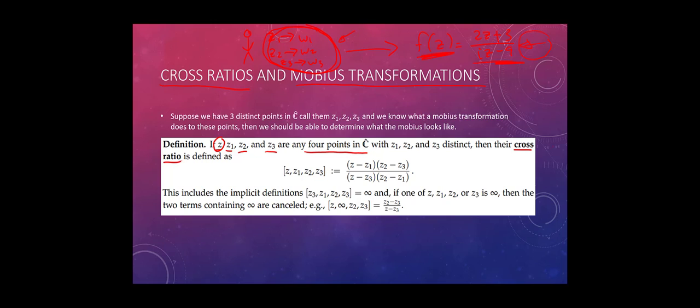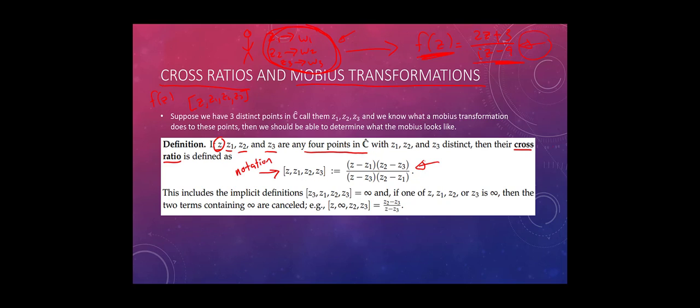Okay, so it's kind of weird, but this is actually a function, and the notation we have here for this function is this bracket here. So instead of saying f of z, we write bracket z, z1, z2, z3. So in any case, bracket z, z1, z2, z3 is defined to be this sort of quotient or factored rational expression here. z minus z1 times z2 minus z3 all over z minus z3 times z2 minus z1.